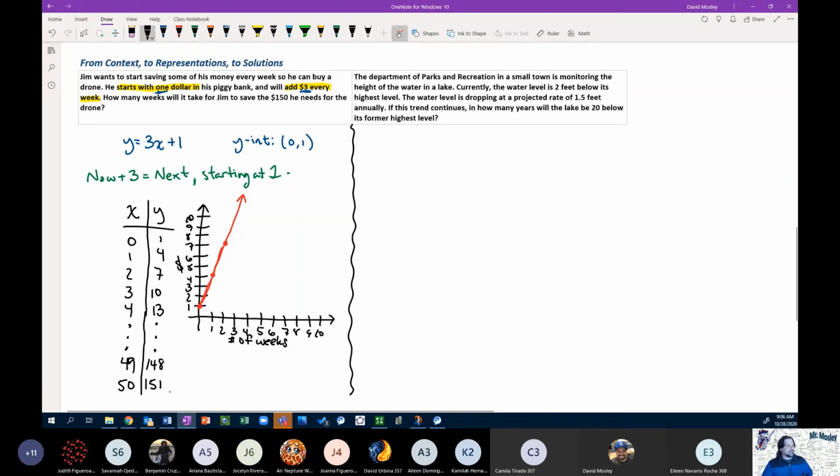And what we see here is we don't actually land right on $150. At week 49, it's too low. We're at $148. Jim doesn't have enough money yet. But at week 50, now he has enough money. So in this case, I don't necessarily need to hit 150 right on the number because it's just asking how many weeks. 49 is not enough, 50 is. So we can say the solution here is 50 weeks. That answers the question being asked.